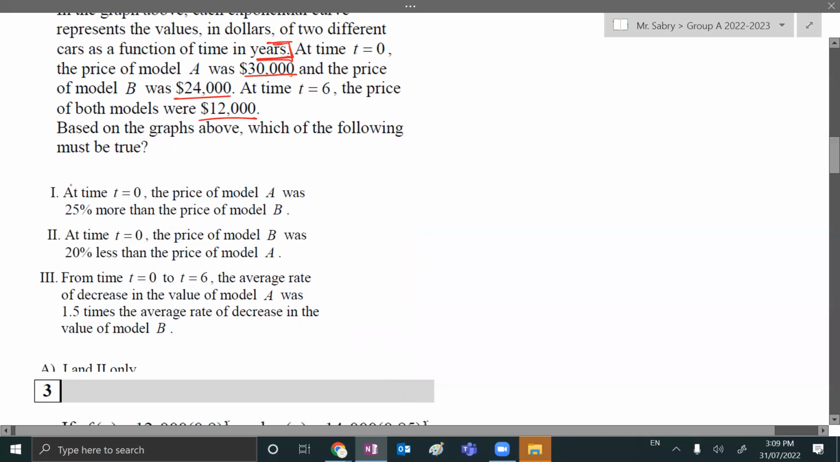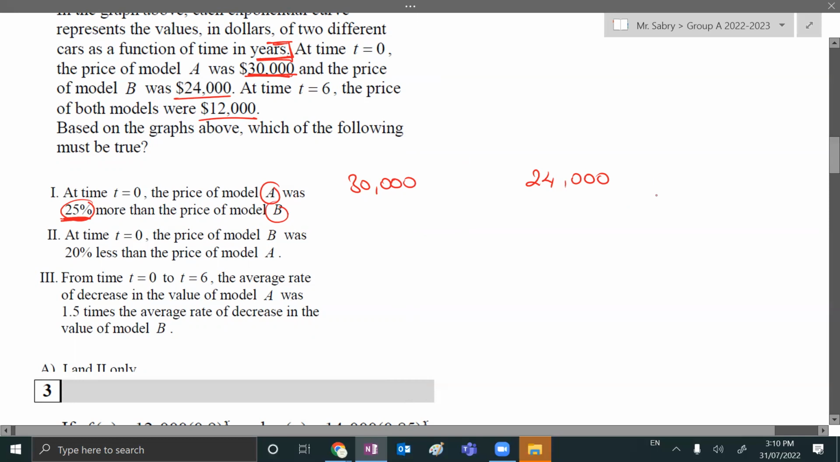Let's read. It says at time t equals 0 the price of model A was 25% more than the price of model B. So at time t equals 0, model A was how much? It was 30,000. What's the price of model B? It was 24,000. Was this considered 25% more?